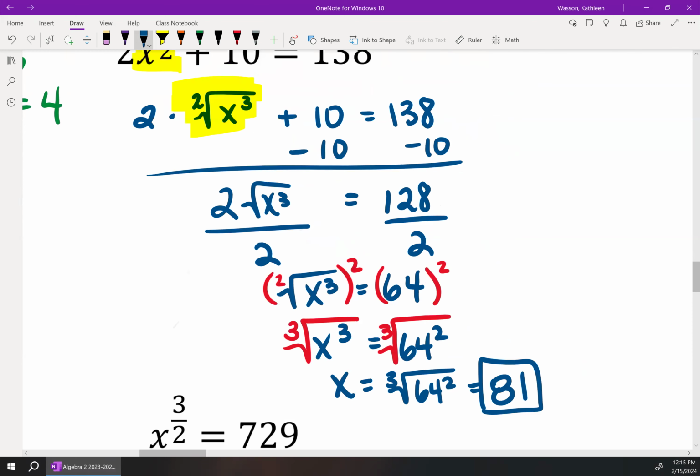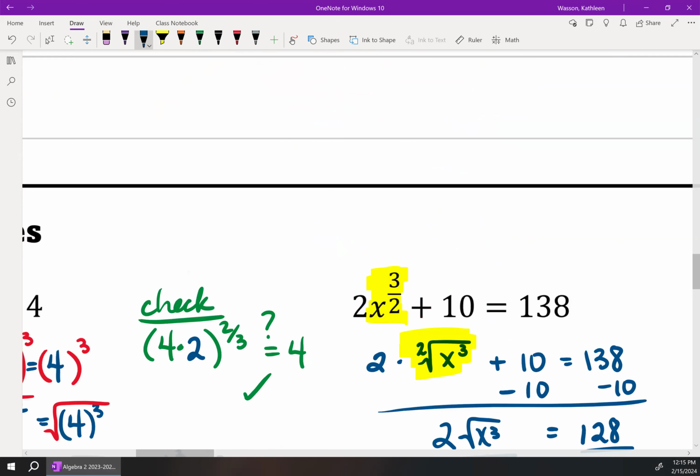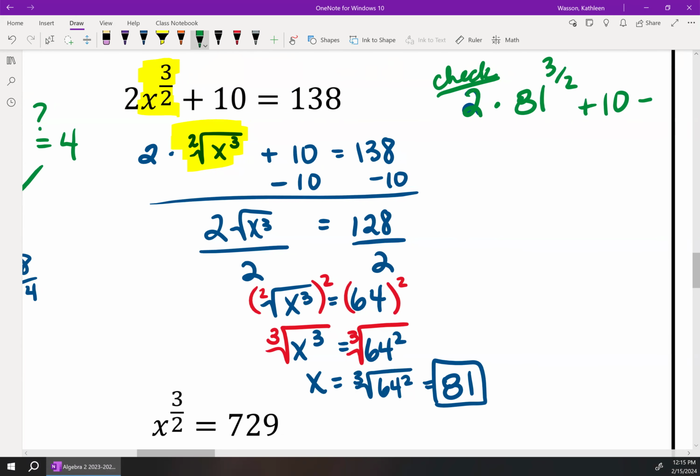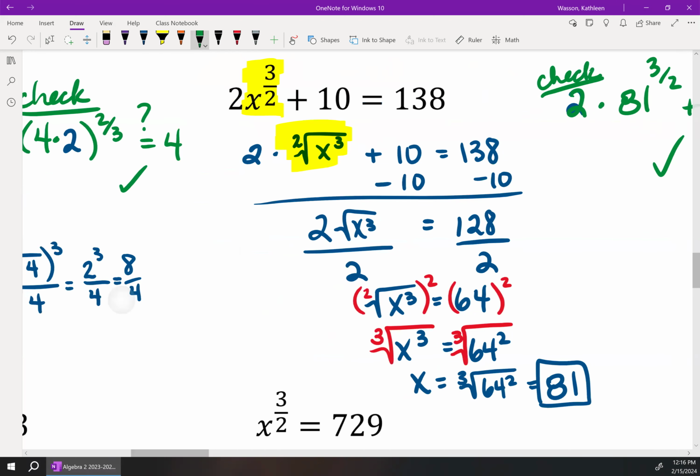And to check, I would substitute into the original equation, just to make sure that 2 times 81 to the 3/2 power plus 10 is equal to 138. And so you check this and it works out. Okay. Next.